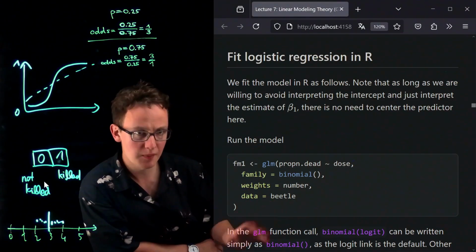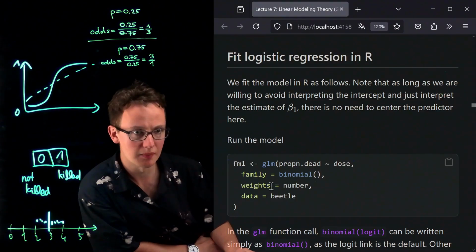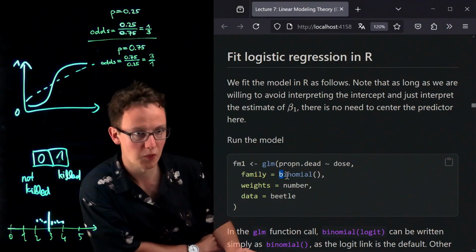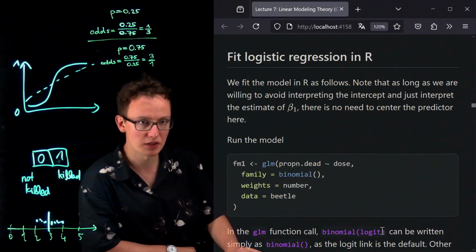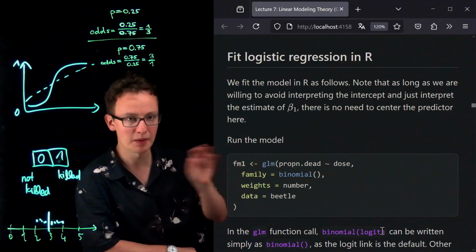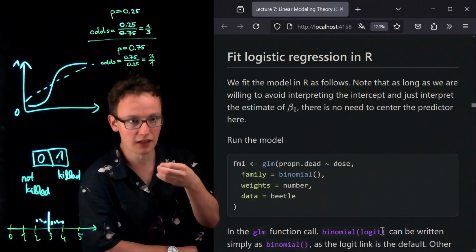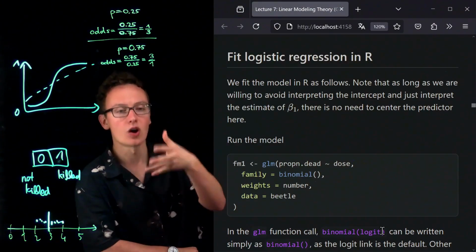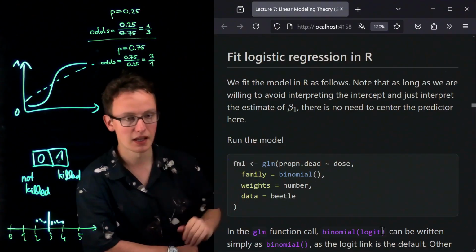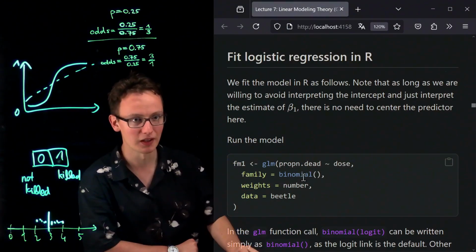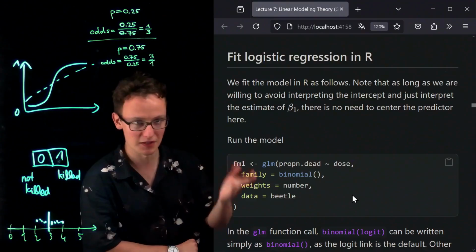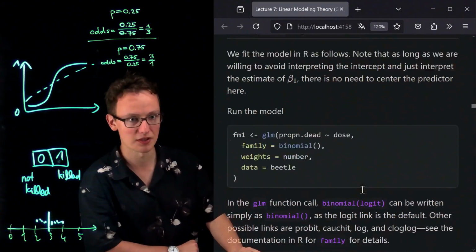And before we look at the summary, a few further remarks about this function call. So here we just wrote binomial. We could also have written binomial and then logit, or like link equals logit, which would be a bit more specific in telling this function call that we're using these log odds, aka logits, as our link function. But that's also the default link function for the binomial family here. So we can just leave it out, and by default it will assume logits.